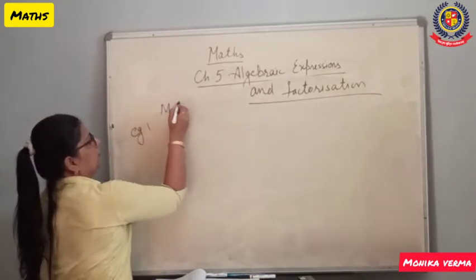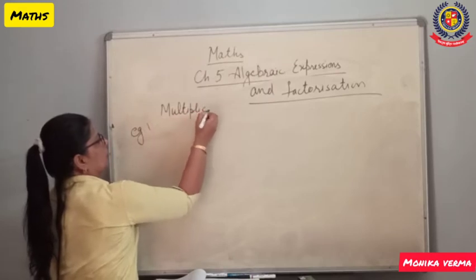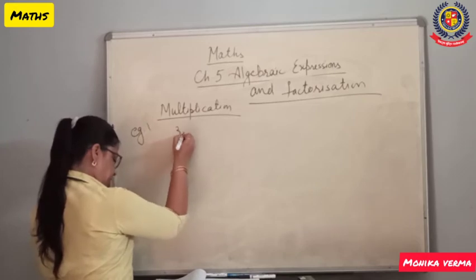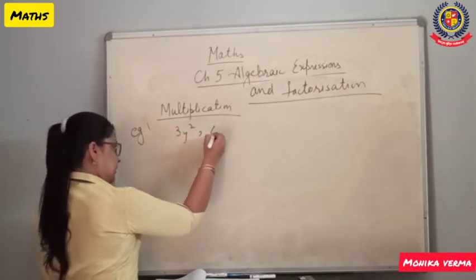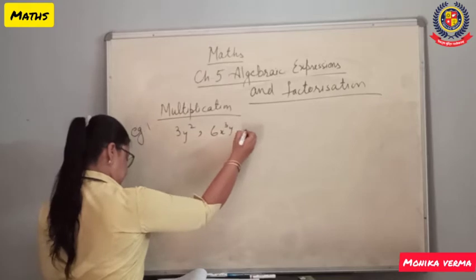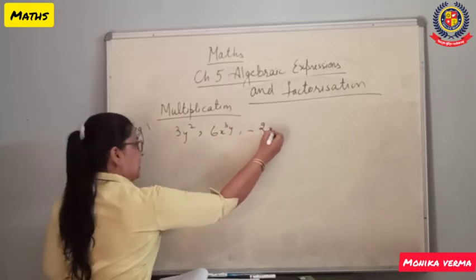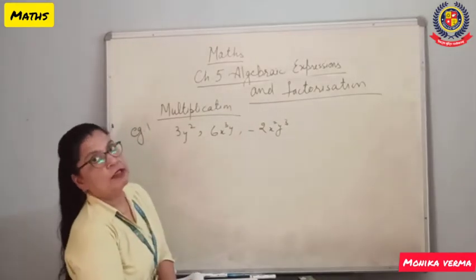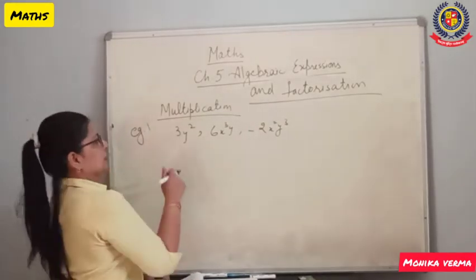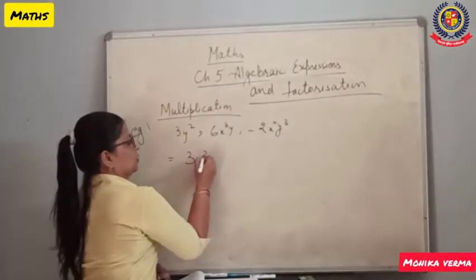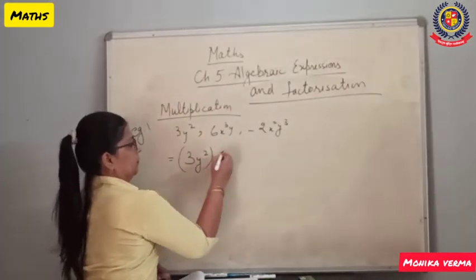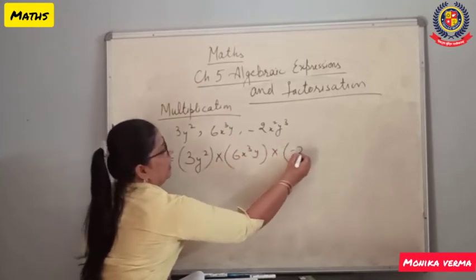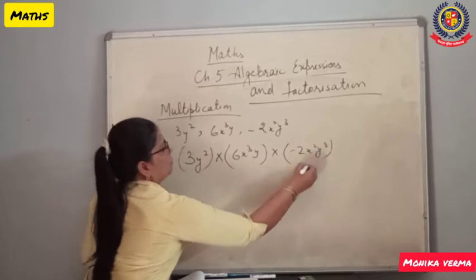We have to do multiplication. We have to multiply 3y square, 6x cube y, minus 2x square y cube. We have to multiply these three terms and all three are monomials. And seriously, this is very easy. 3y square multiply 6x cube y multiply minus 2x square y cube.